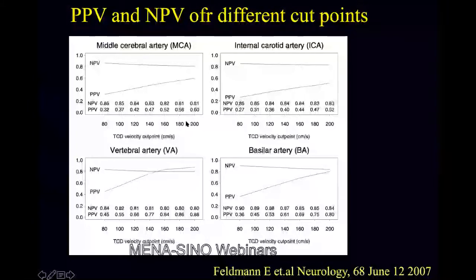So for example, if you use a transcranial Doppler mean flow velocity of 200, that enhances your positive predictive value to 60%, but drops your negative predictive value a little, from 0.86 to 0.81. And there is a different cutoff for the ICA, the vertebral artery and the basilar arteries. So very much it's the expense of the negative predictive value on the expense of the positive predictive value, or vice versa.